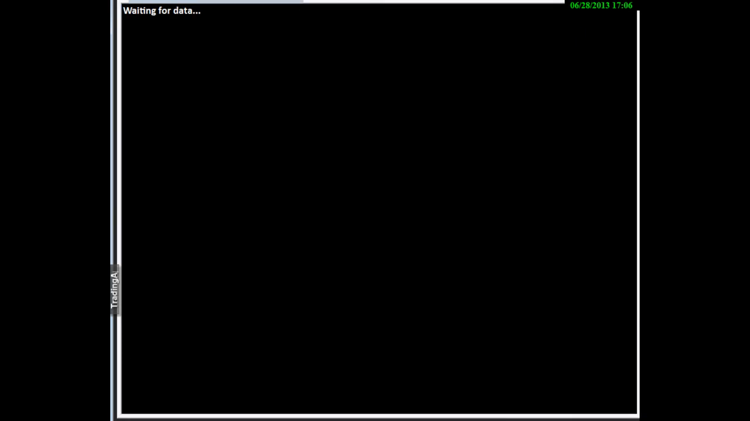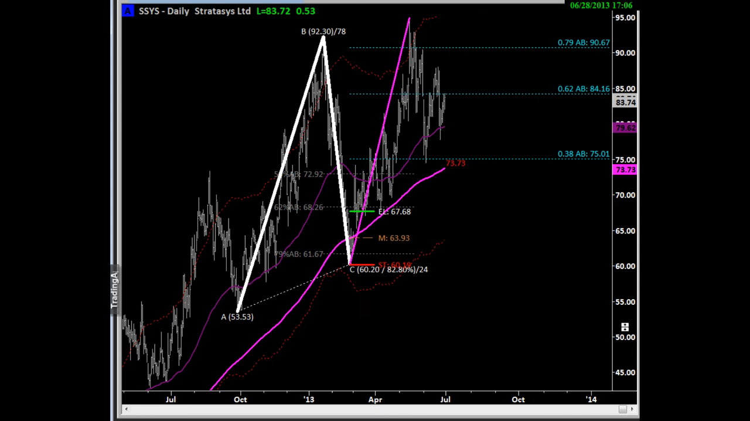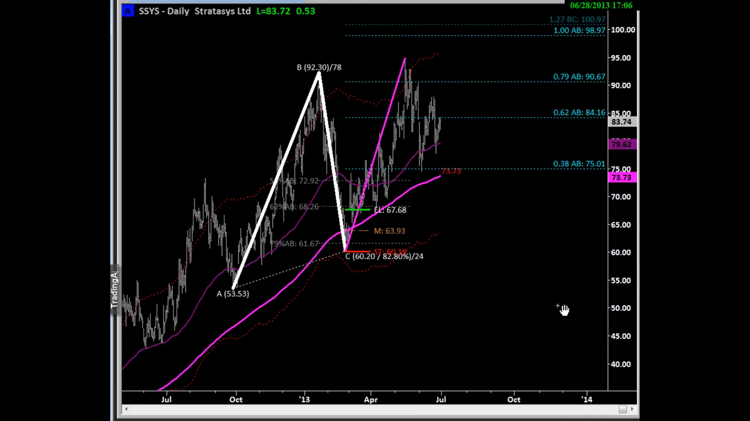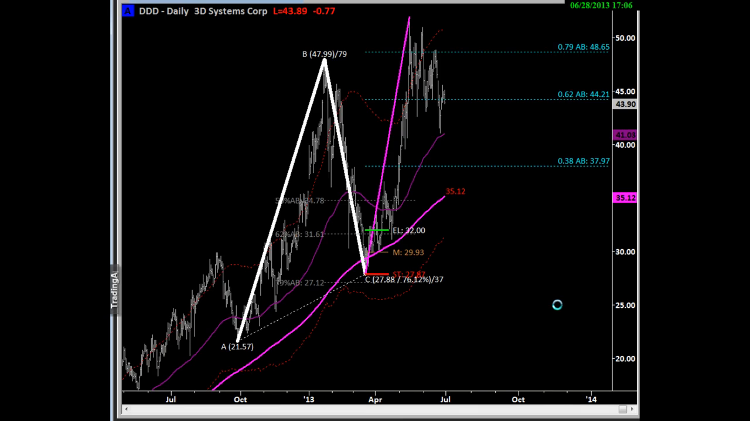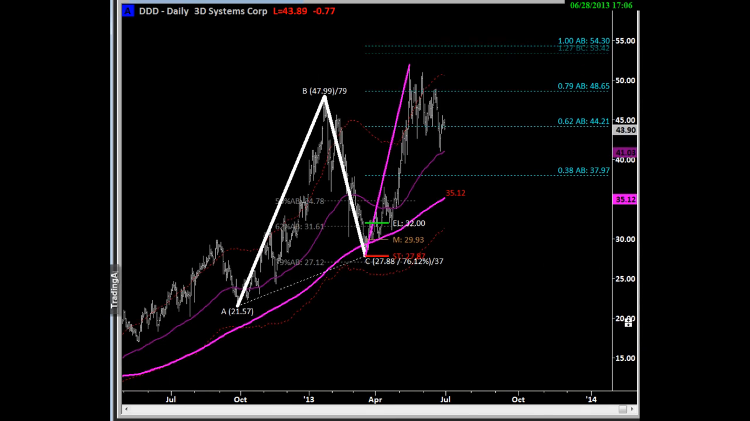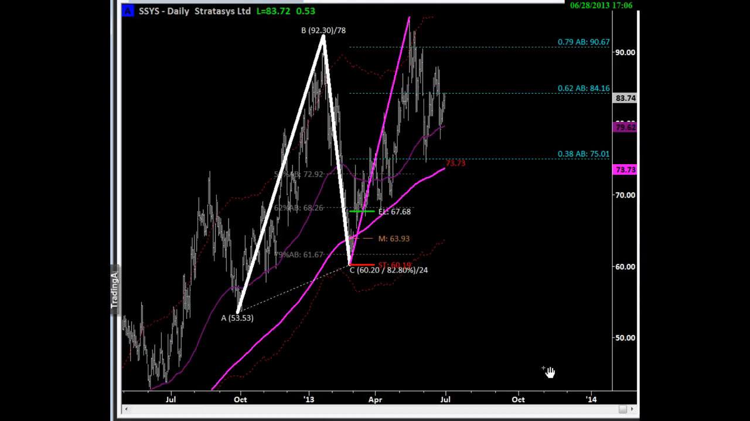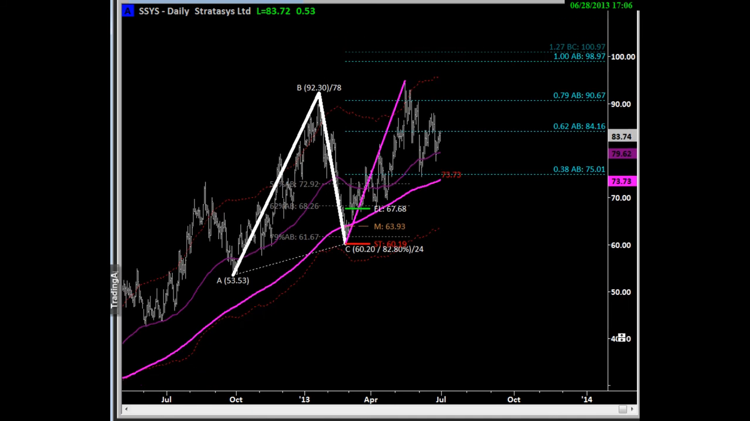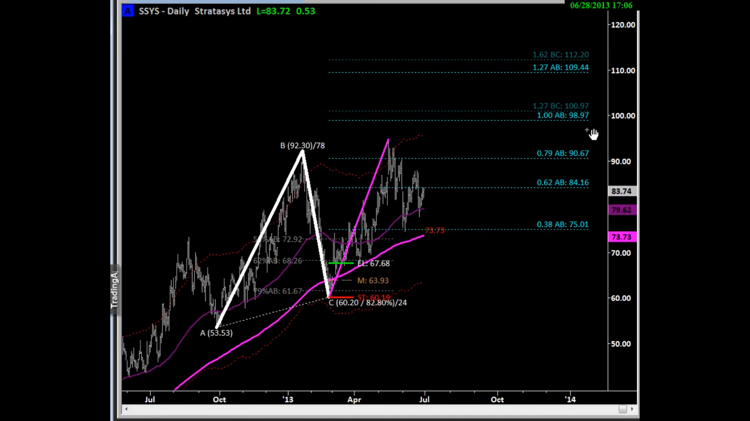Next one is Stratasys. This is a 3D company, probably one of the better 3D companies. Another one is 3D Systems. These two are the ones I consider the true 3D companies. Stratasys is the one I'm monitoring right now, and I think this will move up to a much higher level, and my target is between about $98 and $110, kind of a $99 to $110 price range.